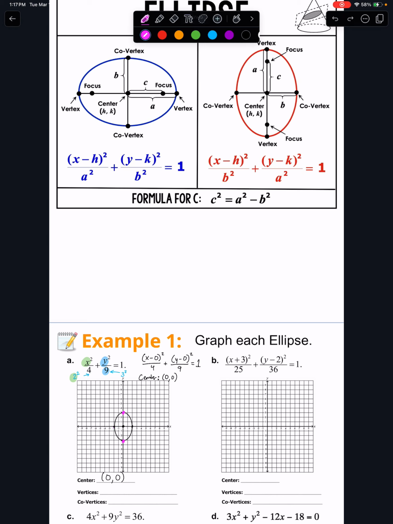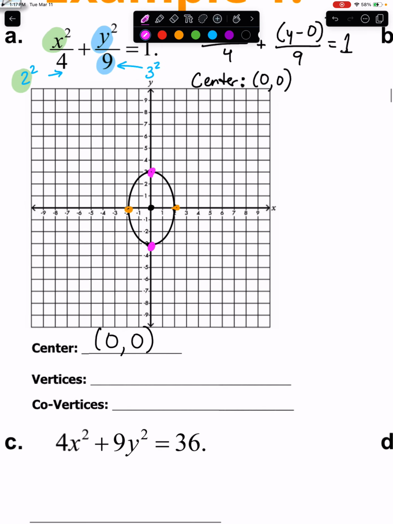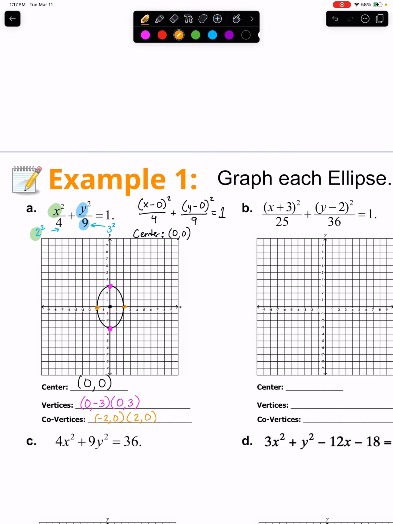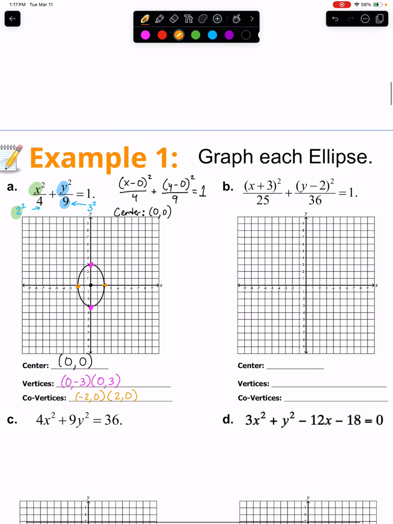Oops, I'll just switch colors. So our vertex in this case is going to be the longer length right here. So my vertices are going to be 0, negative 3, 0, 3, and my co-vertices are going to be negative 2, 0, and 2, 0. Okay, and that problem is done. That was it. We did it. All right, continuing on. Let's try another one.